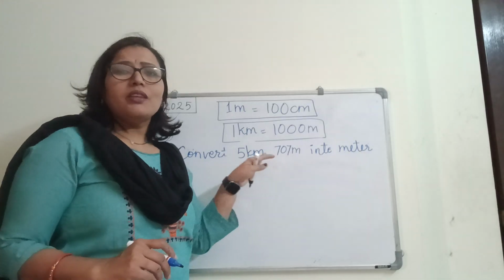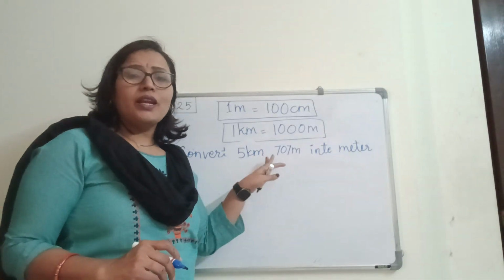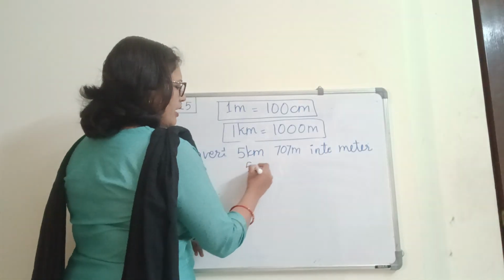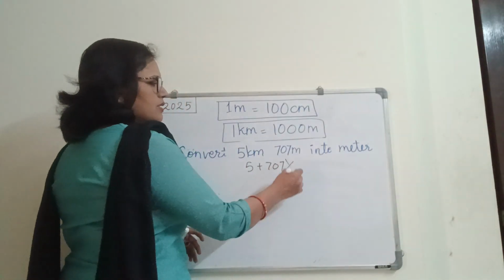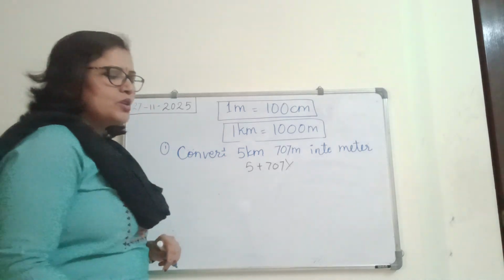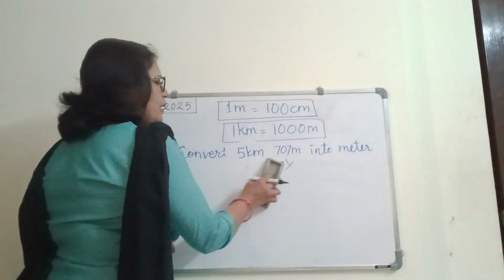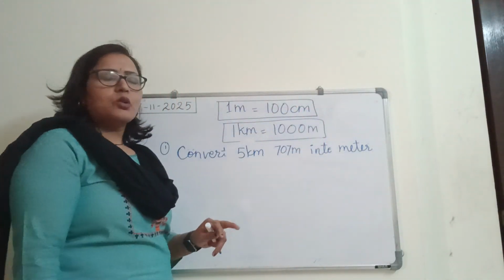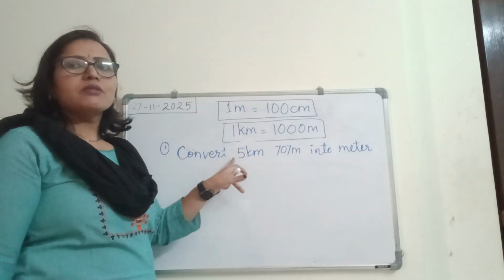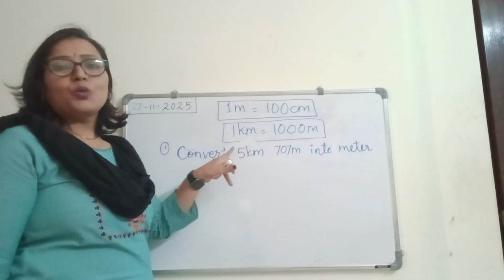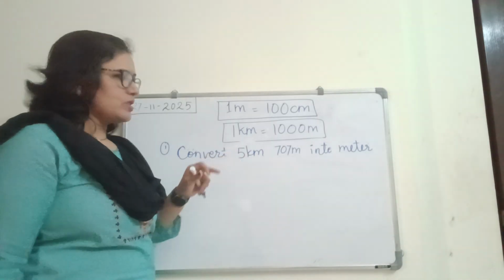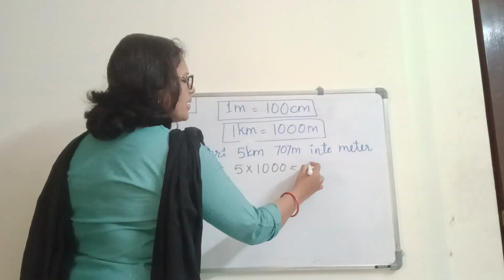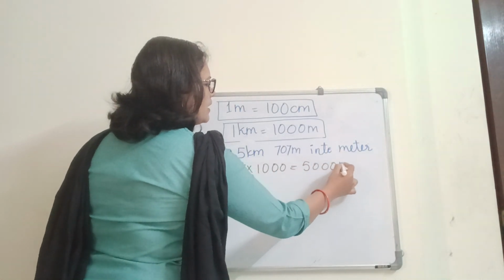So now you have to make the units equal. Then only can you add the two numbers. Otherwise you can't add. You can't do it this way: 5 plus 707. This is wrong because the units are different. So in that case we have to make the units equal. It's easy to convert this 5 kilometer into meter. We just have to multiply by 1000. So take this 5, multiply by 1000, and you get 5000 meter.